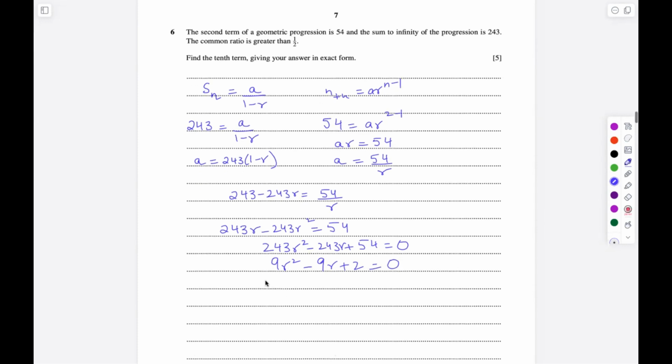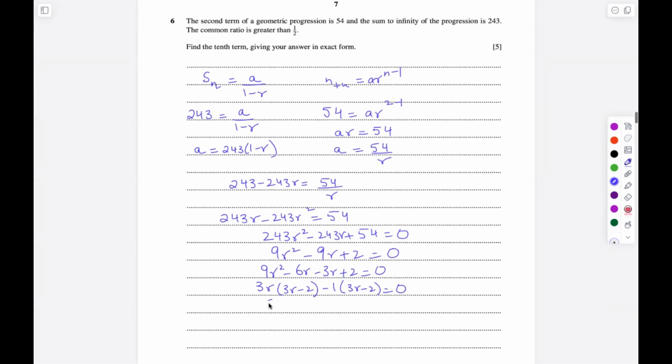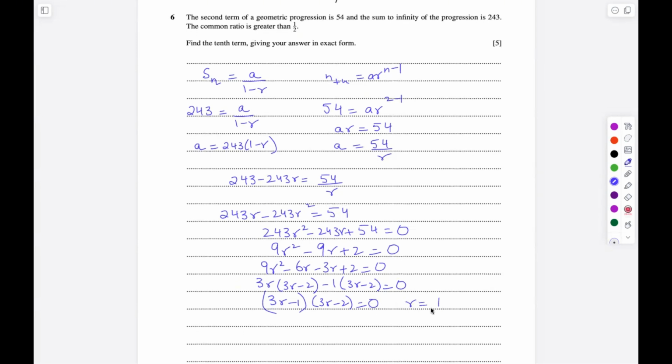Factorizing this, we'll get 9r squared minus 6r minus 3r plus 2 equals 0. Taking 3r common, this will become 3r minus 2, and taking 1 common, we'll get 3r minus 2 equals 0. So we'll get 3r minus 1 and 3r minus 2 equals 0. So the two values of r are 1 upon 3 and 2 upon 3. As the value of r has to be greater than 1 upon 2 and 1 upon 3 is less than 1 upon 2, we'll ignore this value and this value of r will be taken.